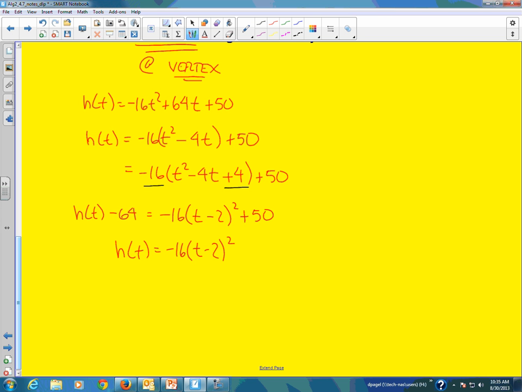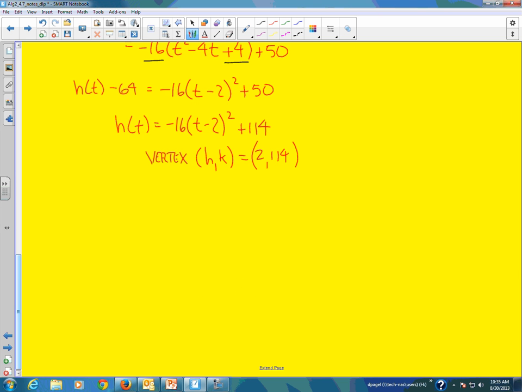I add 64 to 50, and I get 114. There's the y part of the vertex. So my vertex, which again is h, k, is equal to 2, 114. Now, this information, we've got to interpret it. What is this? This is the time it takes to get to the maximum, or minimum if we're looking for that. And this number is the maximum height.